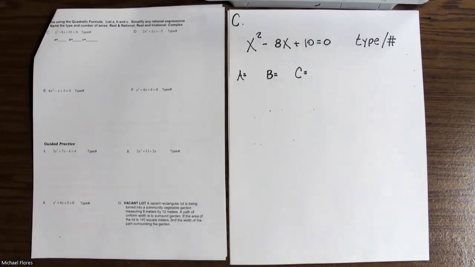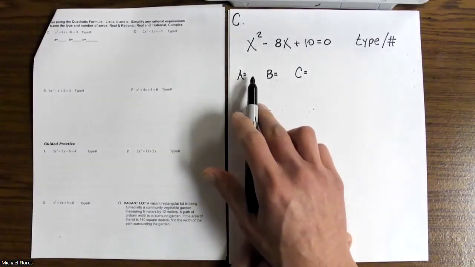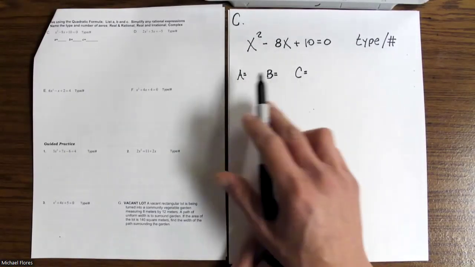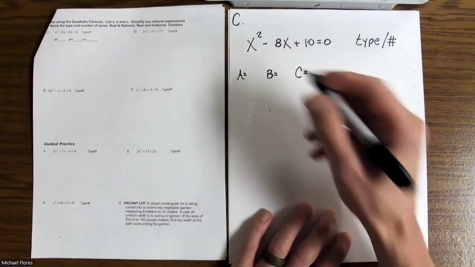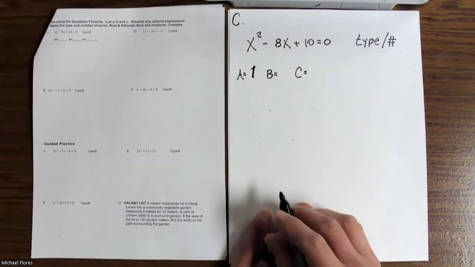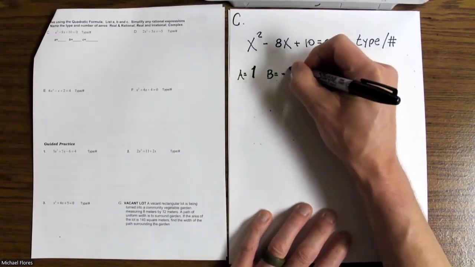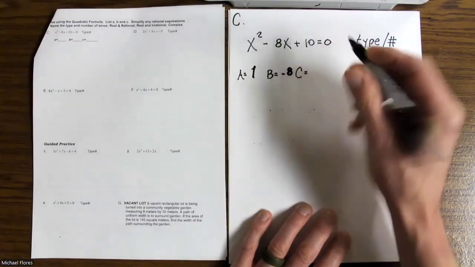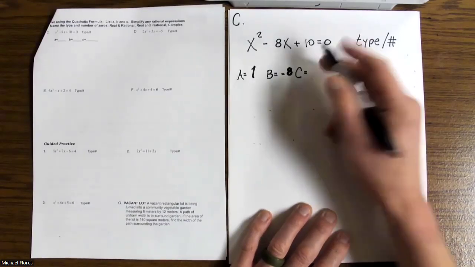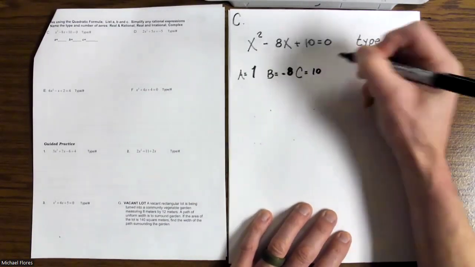Example C, we have x squared minus 8x plus 10 equals 0. This is the exact same problem we just left off on. We're going to have to use the quadratic formula to solve this. And in order to do so, you have to be able to identify your a, your b, and your c value. The a value is the number in front of x squared, which is 1 for us. B is the number in front of x, which is -8. And your c value is the number without an x, 10.